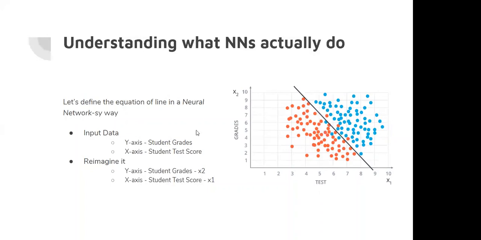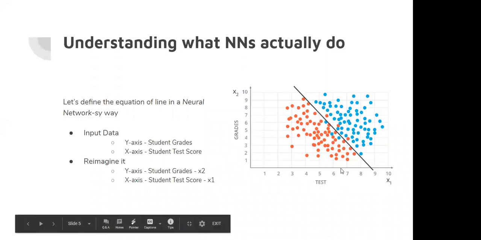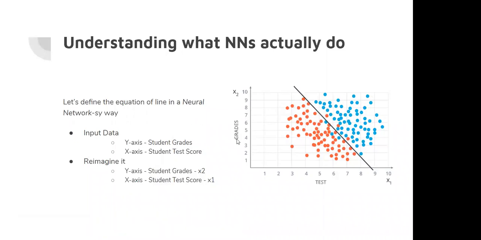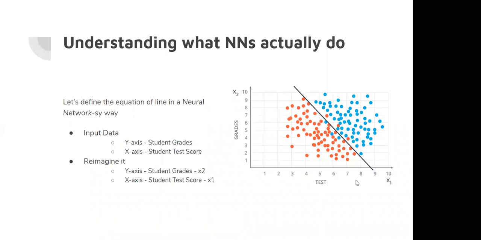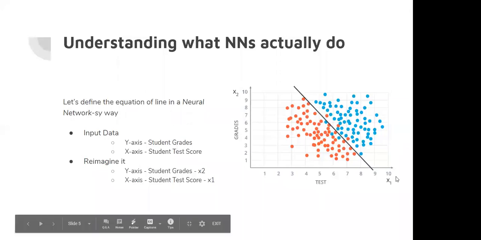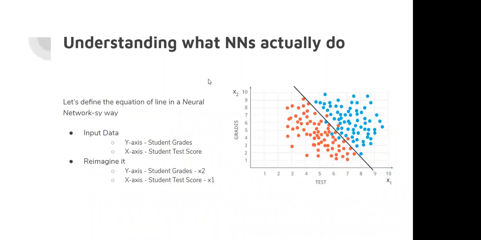On the input, you're getting input data. On the y-axis, you have student grades, and on the x-axis, you have student test scores. So you're getting 2 points for every student: grades and the test scores. Now reimagine this and say grades are x2 and student test scores are x1. Simple. Nothing complicated over here. We just call them x1 and x2. Don't get confused with the y-axis and x-axis. I'm not talking about axes. There's just x1 and x2.